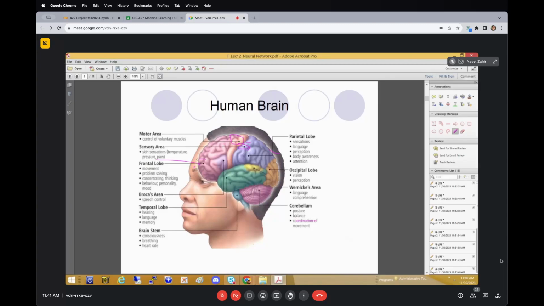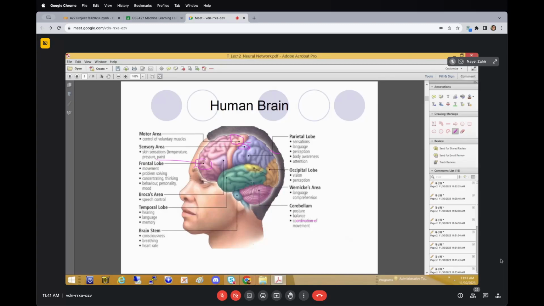And here is the frontal lobe. It controls movement, problem solving, concentrating, thinking, behavior, personality, mood. So there are lots of functionalities. Like this, different parts of the brain are responsible for different functionalities.